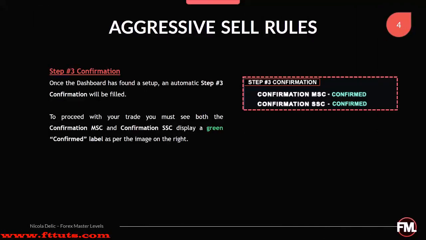Once the dashboard has found the setup, an automatic step 3 confirmation will be filled. To proceed with your trade, you must see both the confirmation MSC and confirmation SSC display a green confirmed label, as per the image on the right. So again, we need both indicators to confirm our potential setup. Of course, you can manually verify your setup, the same way as we do in the conservative trade, but since we already covered that, we're not going to cover that part now.